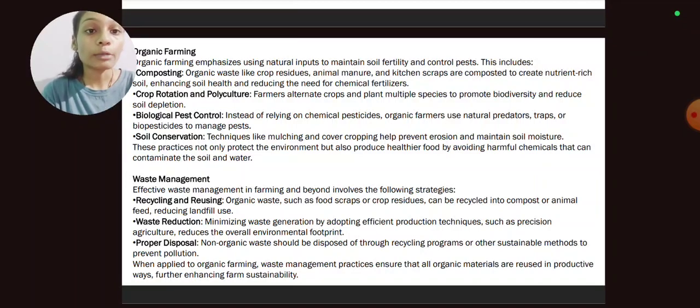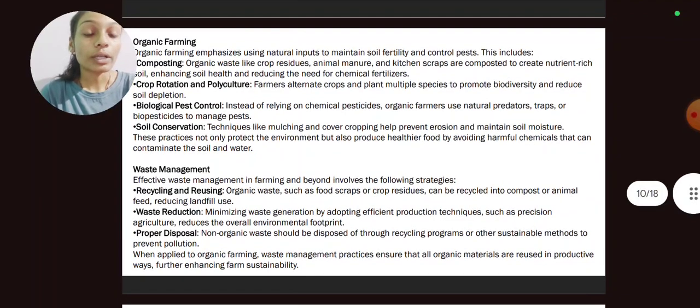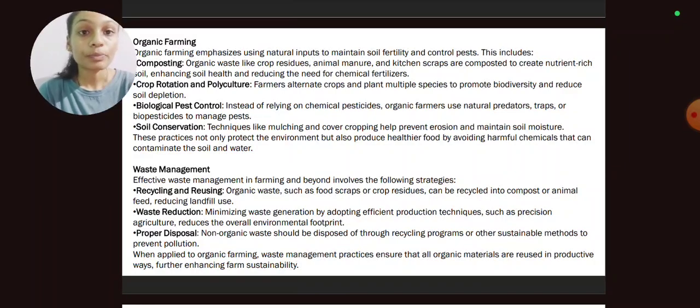Crop rotation and polyculture. Farms alternate crops and plant multiple species to promote biodiversity and reduce soil depletion. Biological pest control. Instead of relying on chemical pesticides, organic farms use natural predators, traps, and biopesticides to manage pests. Soil conservation. Techniques like mulching and cover cropping help prevent erosion and maintain soil moisture.